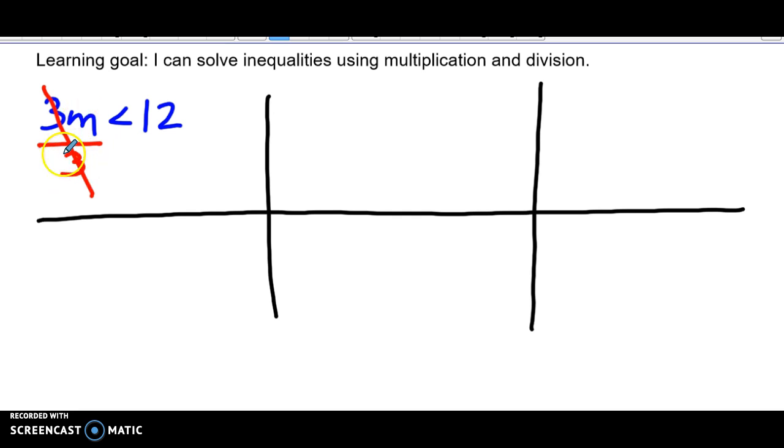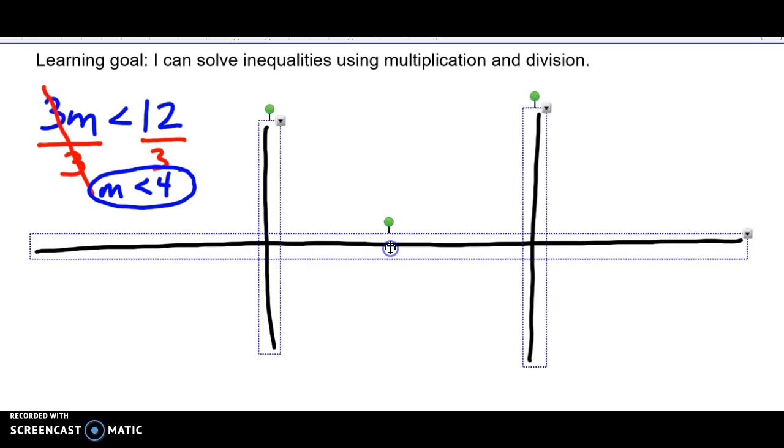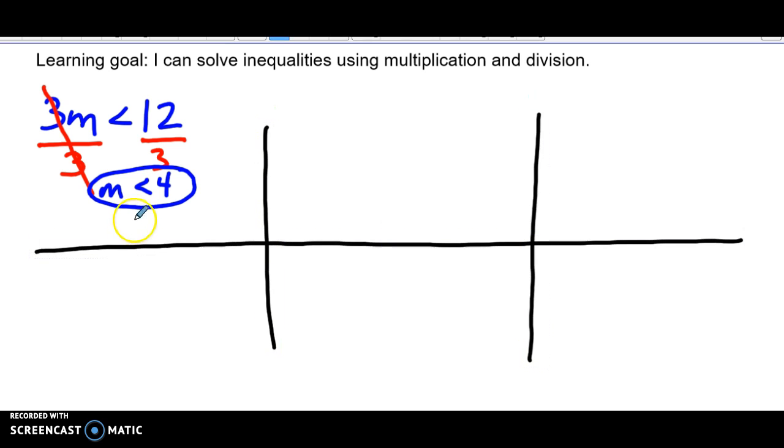If I divide this side by 3, I also have to divide the other side by 3. So on the left of my inequality, I'm left with m, and 12 divided by 3 is 4. So here's my solution. M is less than 4. If I am going to graph this on a number line, then I need to put an open circle at 4, and I'm going to shade everything to the left of 4. And I'm going to use this open circle because my symbol is less than. It doesn't have the equal to part.